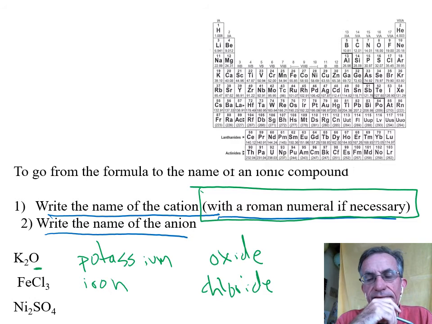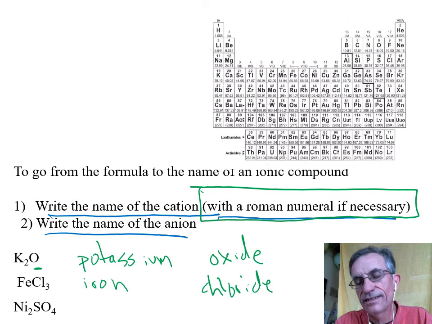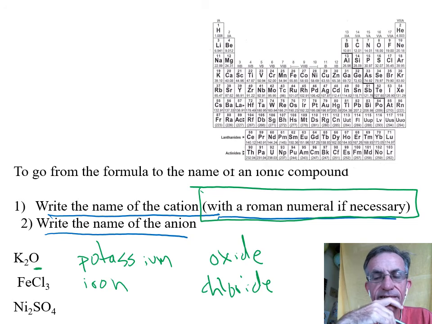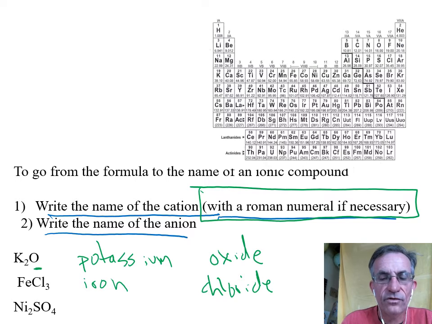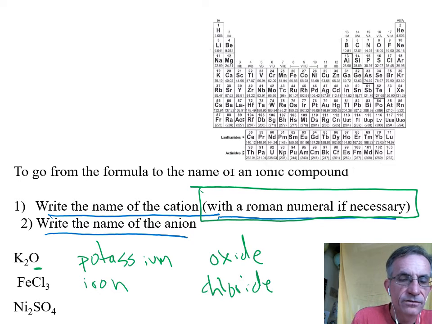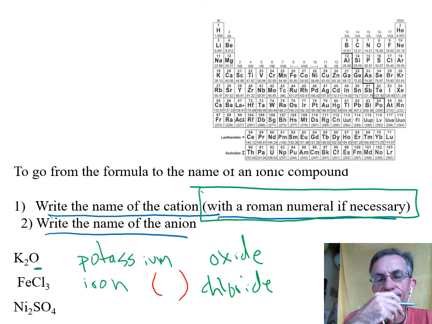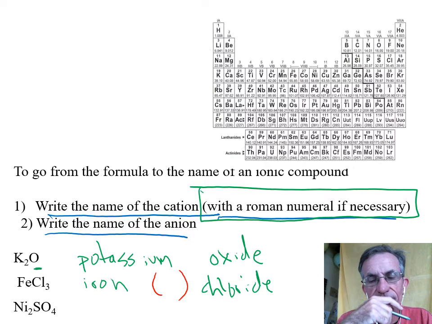And then we have to do the tricky part. So we wrote the name of the metal, the cation, and wrote the name of the anion. That's what we've done. Now, what about this middle part? What about this Roman numeral thing here? Do we need a Roman numeral right here? Sometimes there's going to be one and sometimes there won't be. Well, let's look at where iron is on the periodic table.